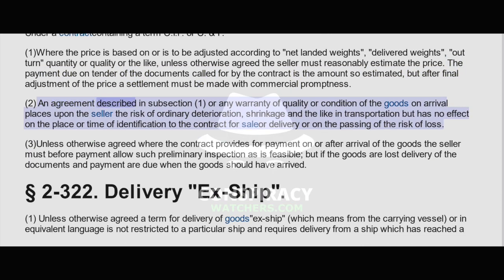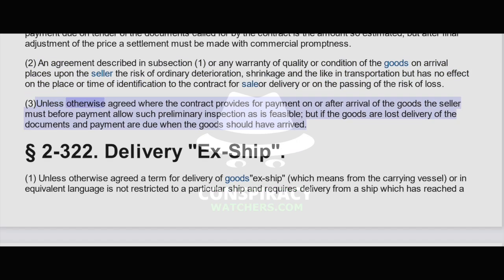An agreement described in subsection or any warranty of quality or condition of the goods on arrival places upon the seller the risk of ordinary deterioration, shrinkage and the like in transportation, but has no effect on the place or time of identification to the contract for sale or delivery or on the passing of the risk of loss. Unless otherwise agreed, where the contract provides for payment on or after arrival of the goods, the seller must before payment allow such preliminary inspection as is feasible. But if the goods are lost, delivery of the documents and payment are due when the goods should have arrived.